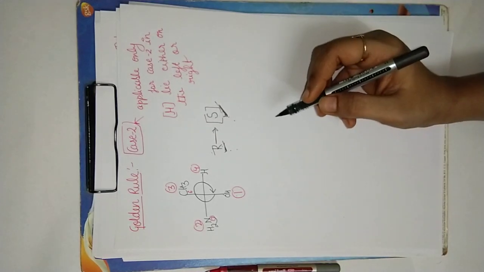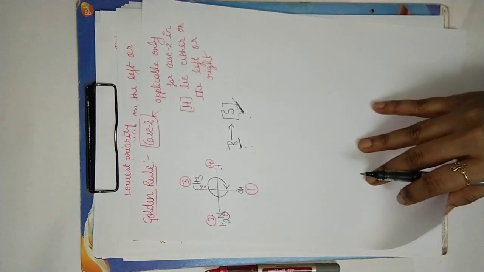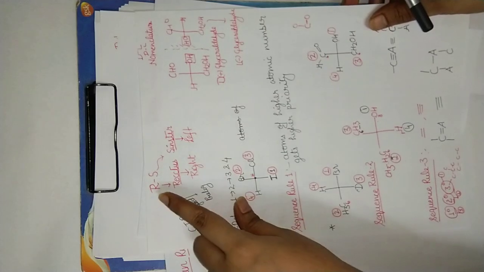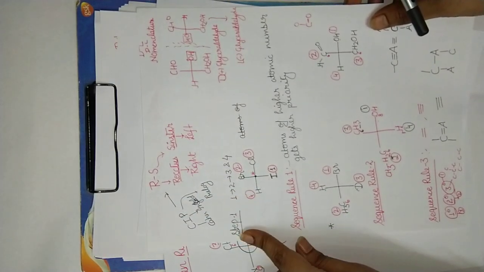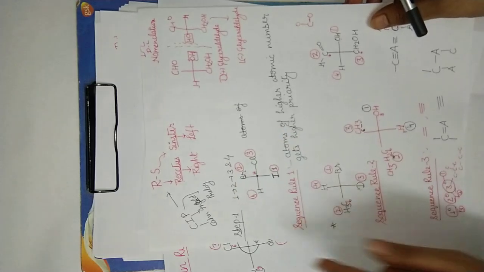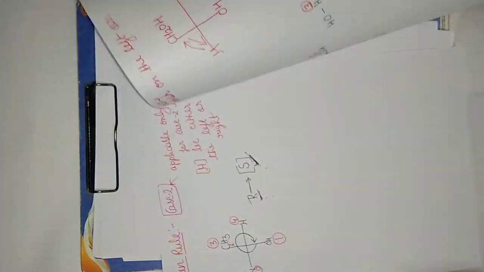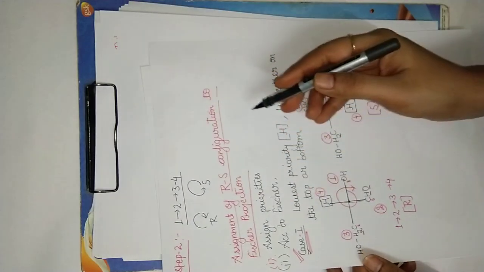Okay students, you got my point. This is all about your RS nomenclature. Okay, once again I am revising. This is the RS nomenclature. This is step 1: you have to mention the numbering 1, 2, 3, 4 according to sequence rule number 1. Sequence rule number 2, if the same groups are attached. Sequence rule number 3, if a double bond or triple bond is attached. And this is the assignment of RS configuration.